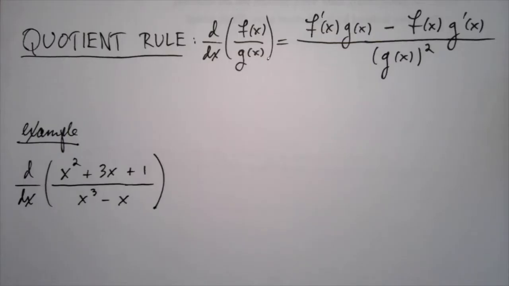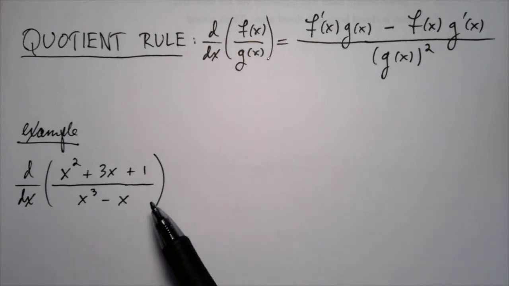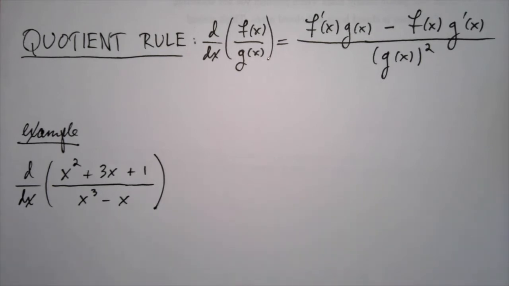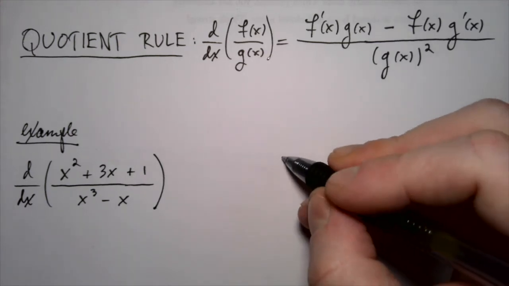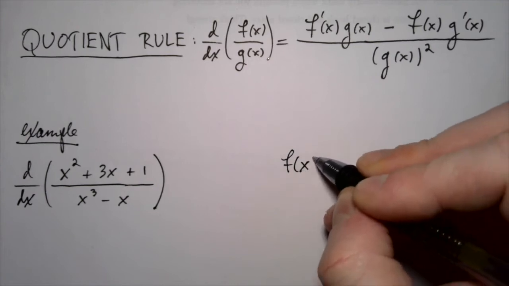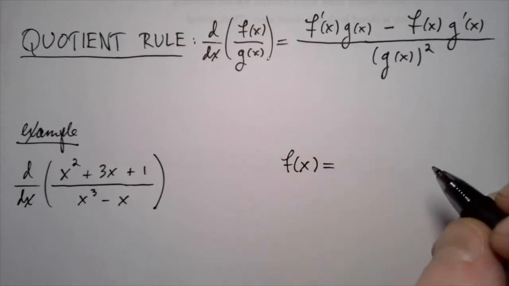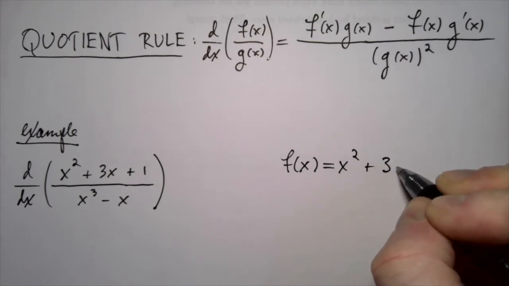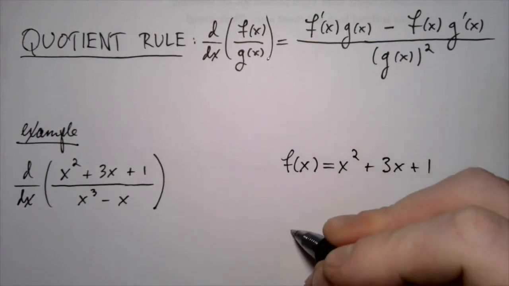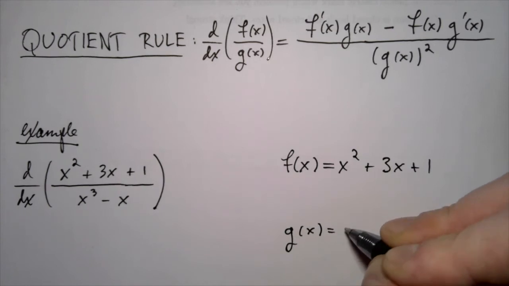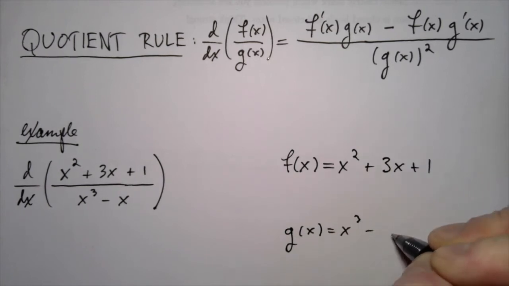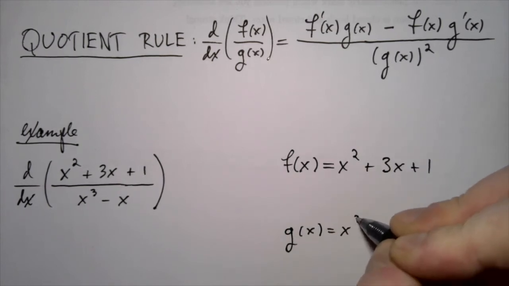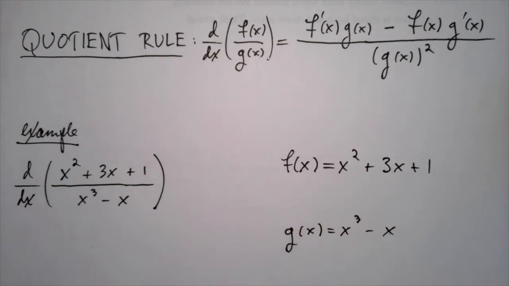Let's see an example of the quotient rule in action. Here we're going to take the derivative of x squared plus 3x plus 1 divided by x cubed minus x. So in terms of the formula above for the quotient rule, f of x would be the numerator, the top of the fraction, and g of x would be x cubed minus x. That's the denominator, the bottom of the fraction.